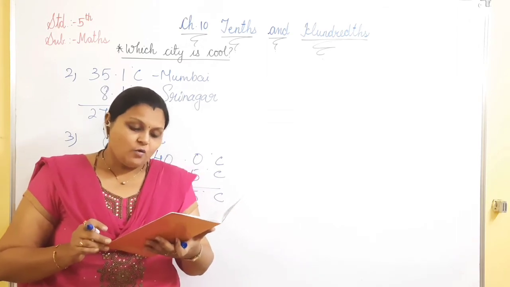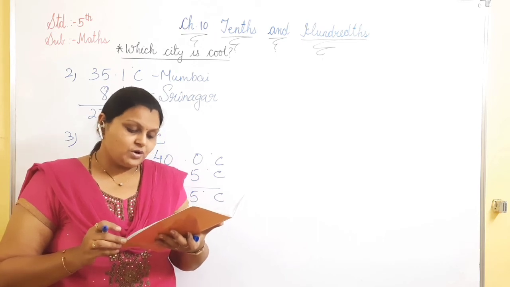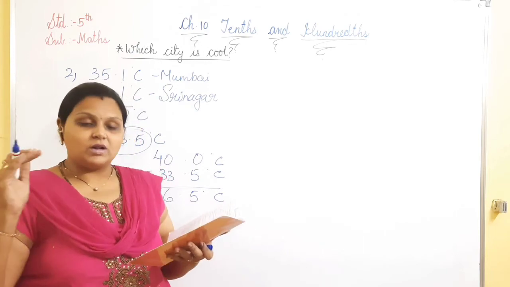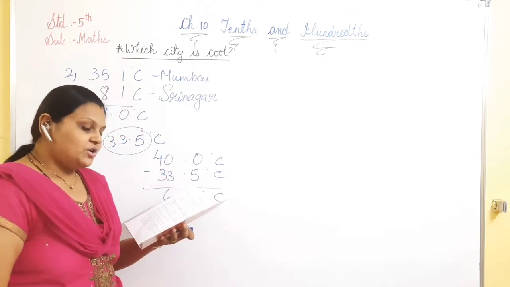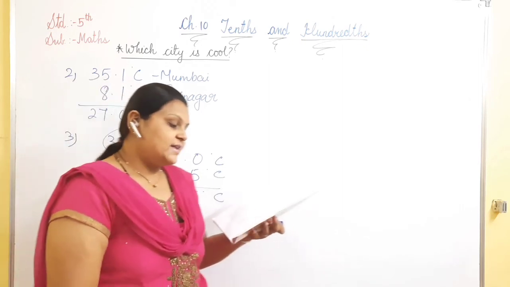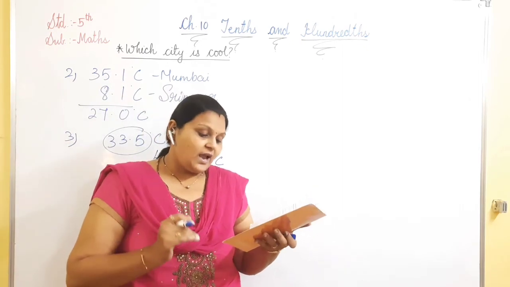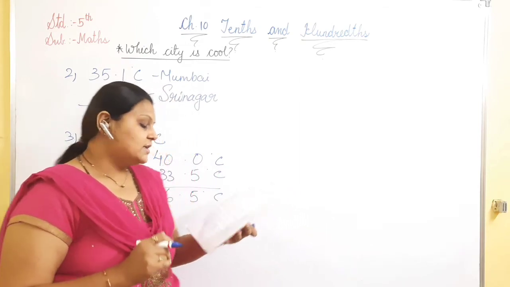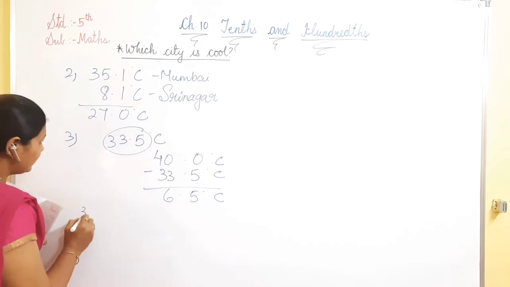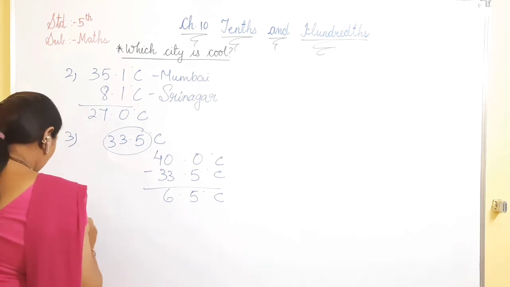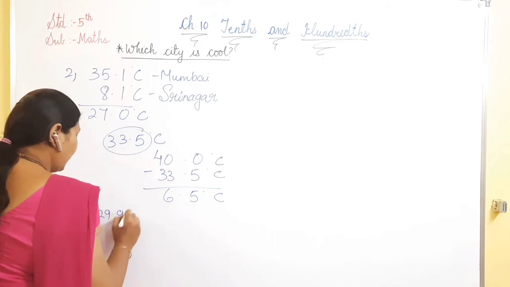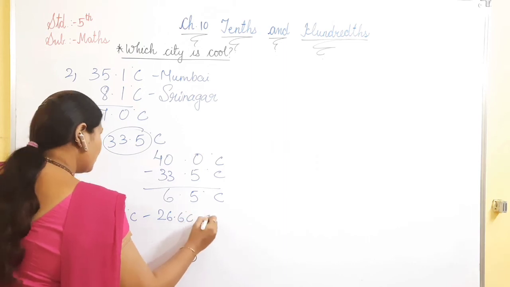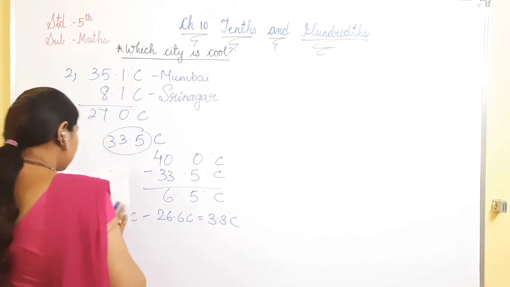Next question, how much lower is the temperature of Kolkata from that in Chennai? Now we have to compare Kolkata and Chennai. The temperature in Kolkata at 3 p.m. is 26.6 and in Chennai it is 29.9 degree Celsius. So if we do the subtraction, it can be 29.9 degrees Celsius subtract 26.6 degree Celsius. So it is 3.3 degree Celsius.